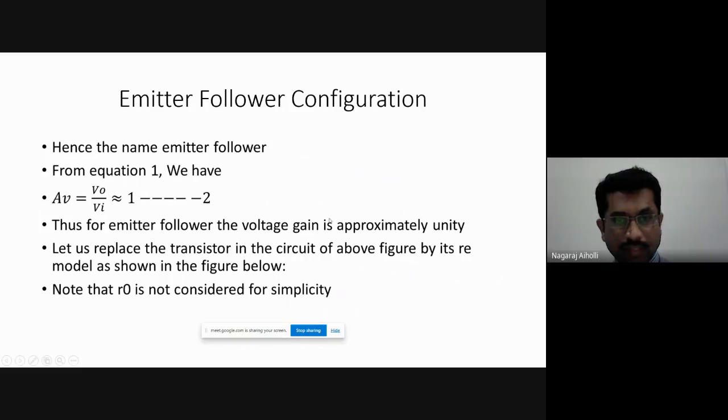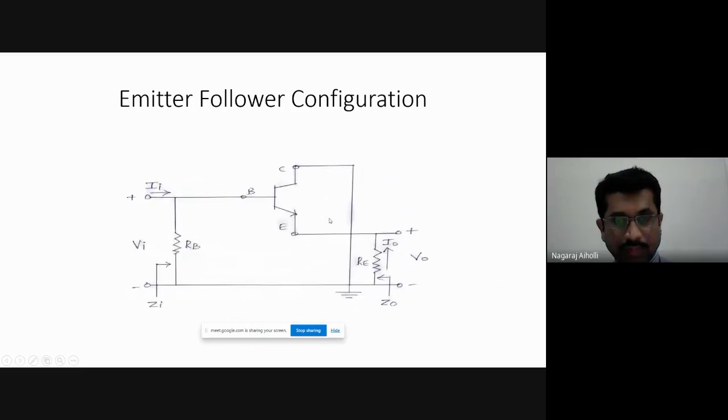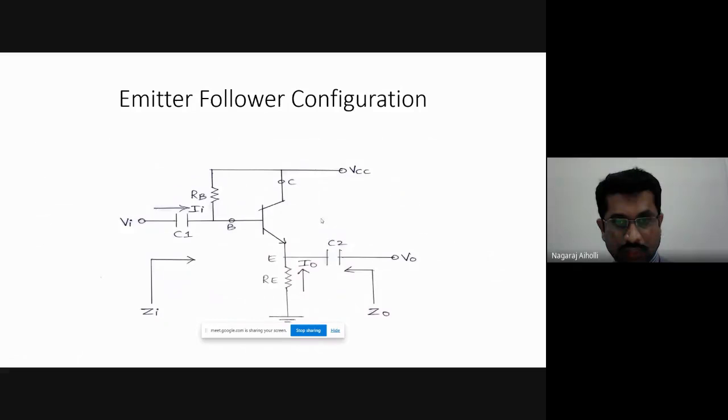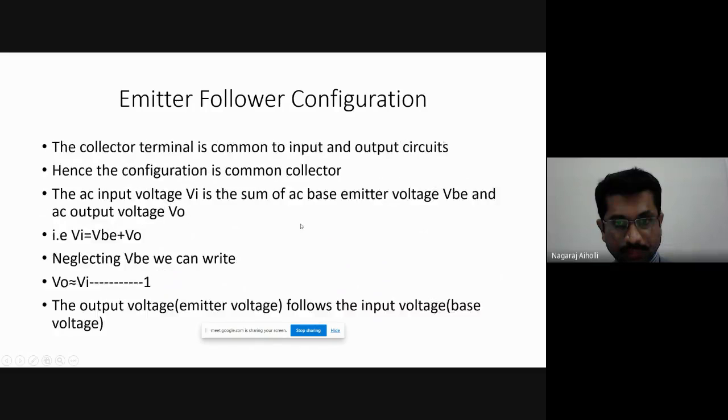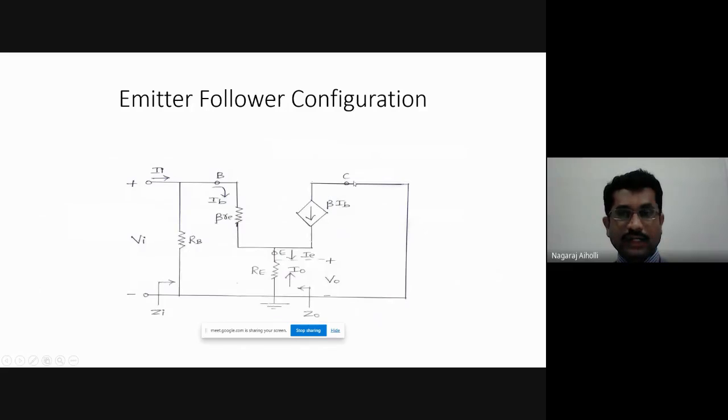Let us see the direction of the collector current. Looking into the circuit here, the emitter current IE is equal to IB plus IC. Therefore, the collector current is flowing into the emitter terminal. It is beta into IB. Output is taken across capital RE, the emitter resistance.